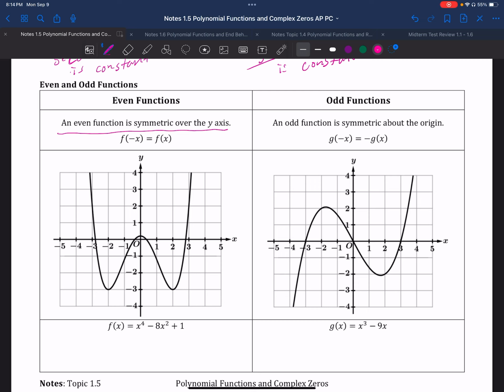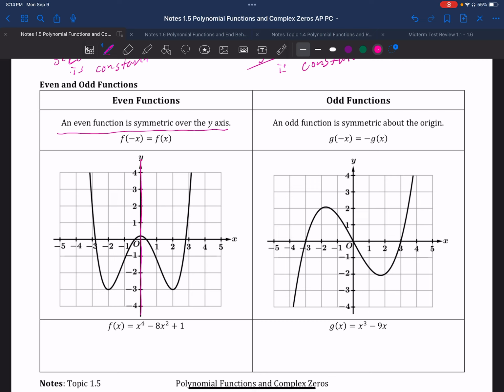Please do not get this confused with even degreed function, because that would just tell you where the endpoints are pointing. So if both endpoints are pointing up or down, then you have an even degreed polynomial. In order for you to have an even function, it has to be symmetric over the y-axis, which you can see here. I'm going to highlight for you.